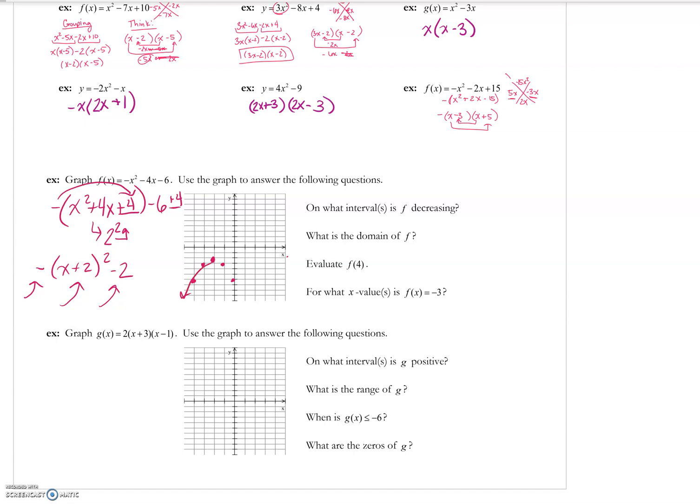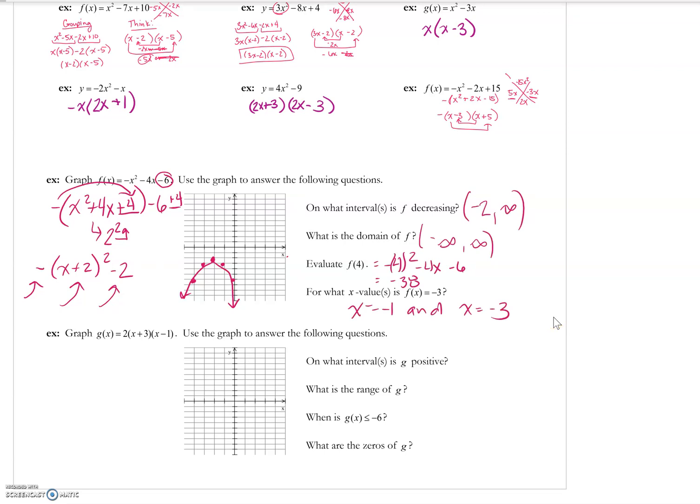Pretty good representation of my graph here. I can check a couple of things. First, this y-intercept is at negative 6, which it should have been based on the standard form equation. So what I want you to do is pause the video here, answer these questions on the side, and then restart the video and check your work.